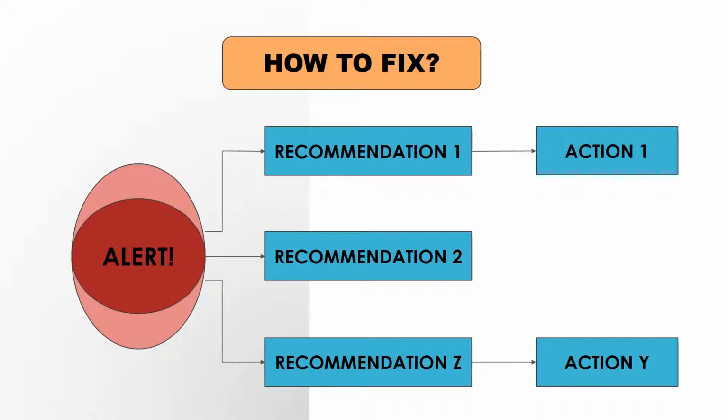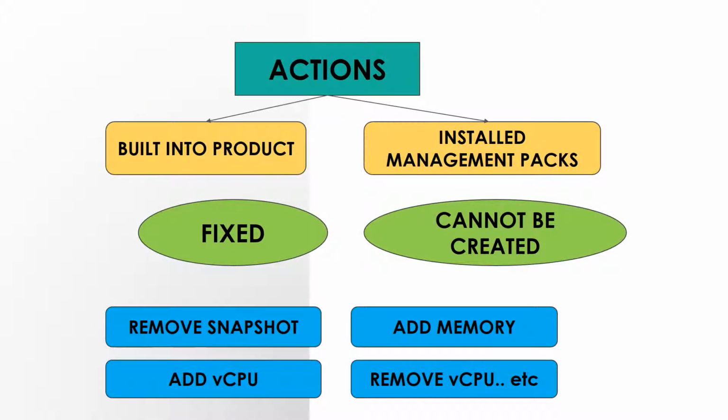So, if there is a possible action from the vROps side that we can apply, then we can add an action with the recommendation. Now, where do these actions come from and what are the options available to us? The actions available to us in vROps either come built into the product or we can get more actions by installing management packs. Actions are fixed and cannot be created currently, and some out of the box simple actions are remove snapshot, add memory, add vCPU, remove vCPU, etc.